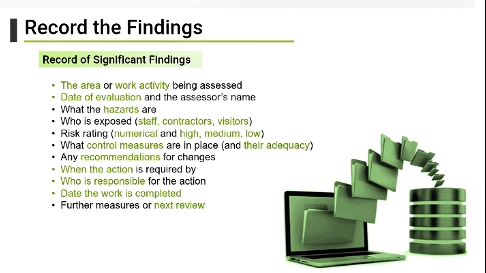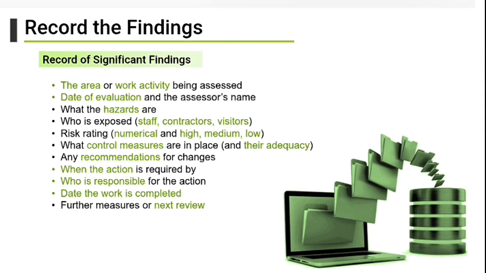Record of significant findings. In order to maintain a comprehensive record of significant findings during risk assessment, the following information should be documented. Area or work activity: describe the specific location or work activity that has been assessed. Date of evaluation and assessor's name: note the date when the evaluation was conducted and provide the name of the person responsible for the assessment.